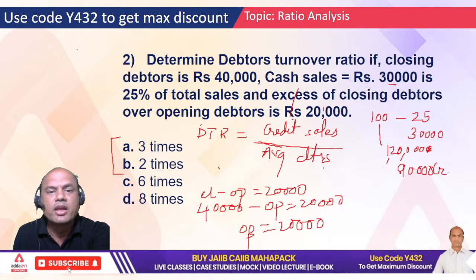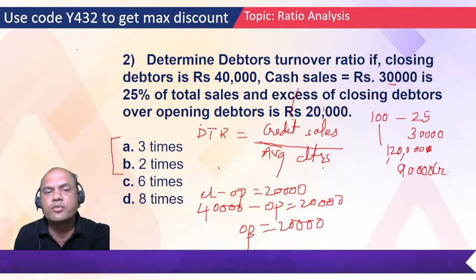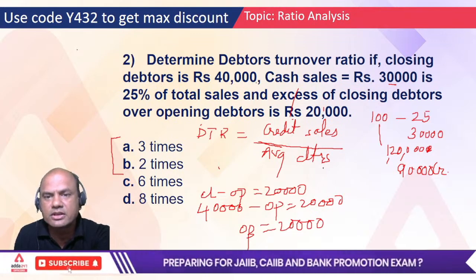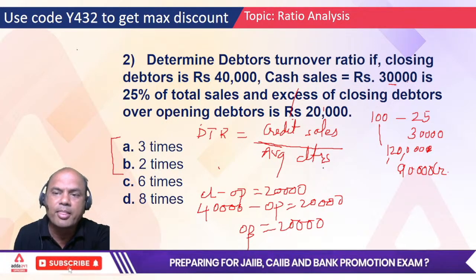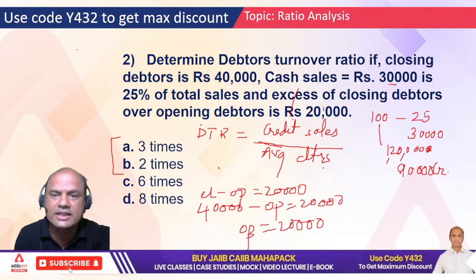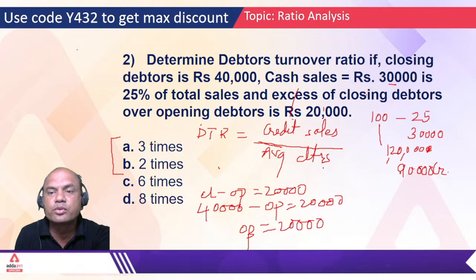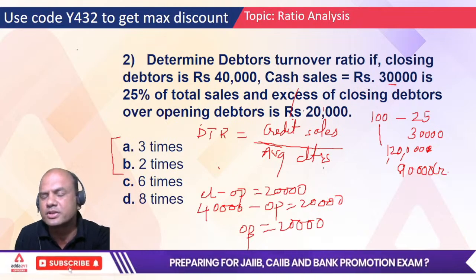Now second, determine the debtors turnover ratio if closing debtors is 40,000, cash sales is 30,000, and cash sales of 30,000 is 25% of the total sales, and the excess of closing debtors over opening is 20,000.